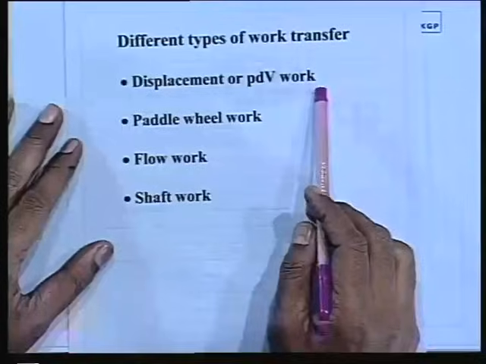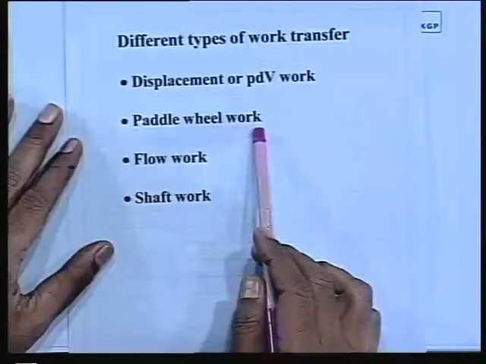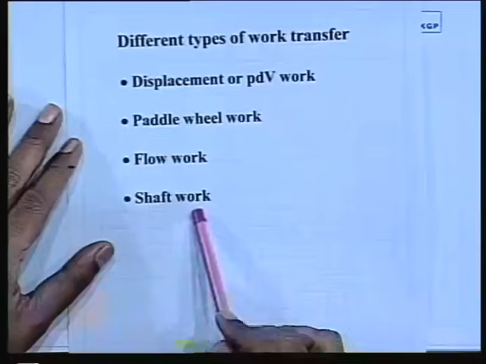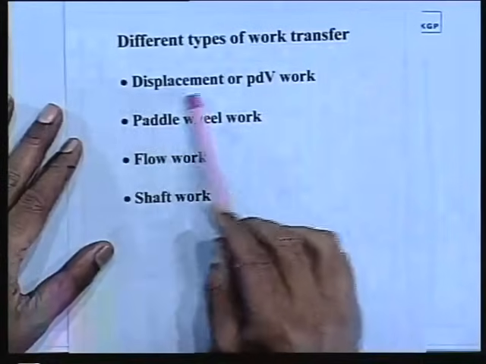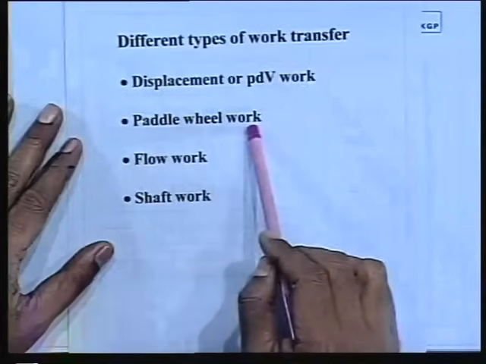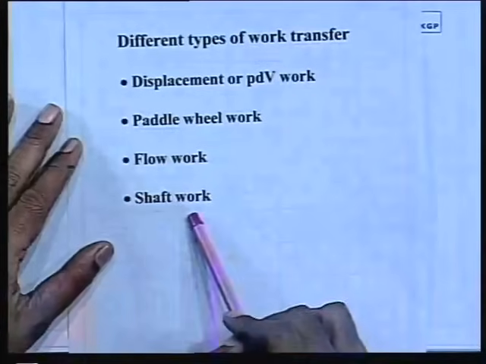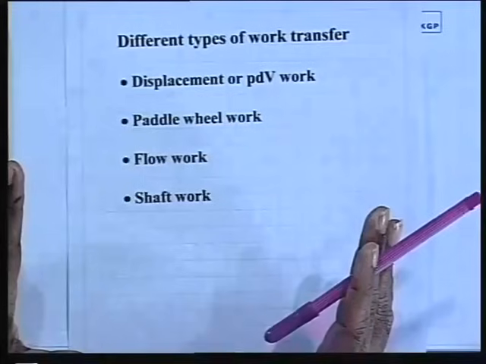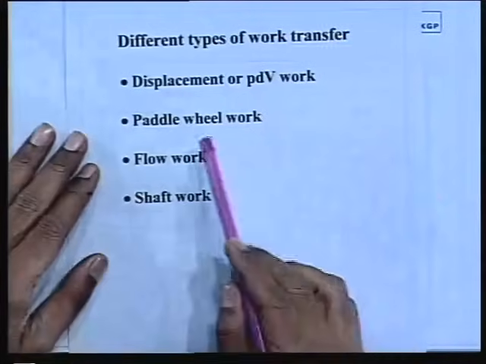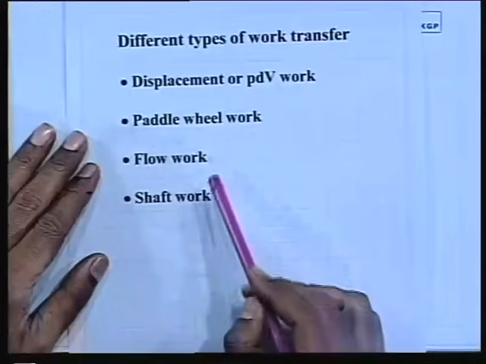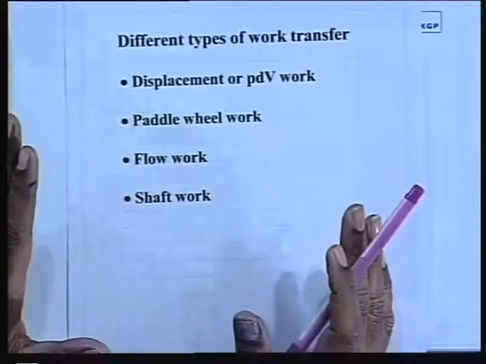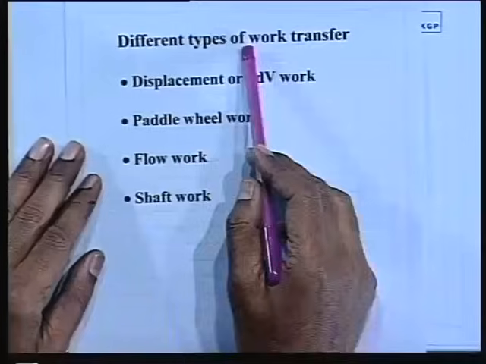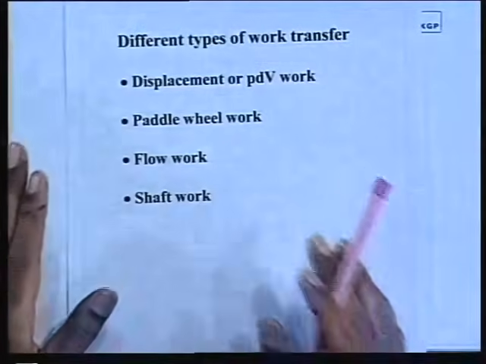Different types of work transfer. Displacement or PdV work, I will explain each and every one. Paddle wheel work, you can write this, flow work, shaft work. These are the different types of work transfer. These are all mechanical work transfer between the system and its surroundings. These are the very important kinds of mechanical work transfer. When we say only work transfer, it means mechanical work transfer between the system and the surroundings.